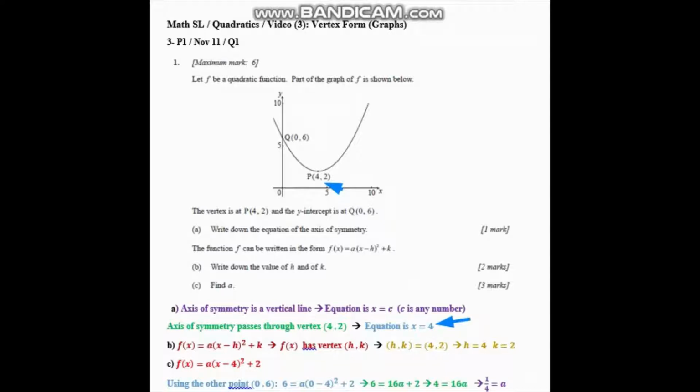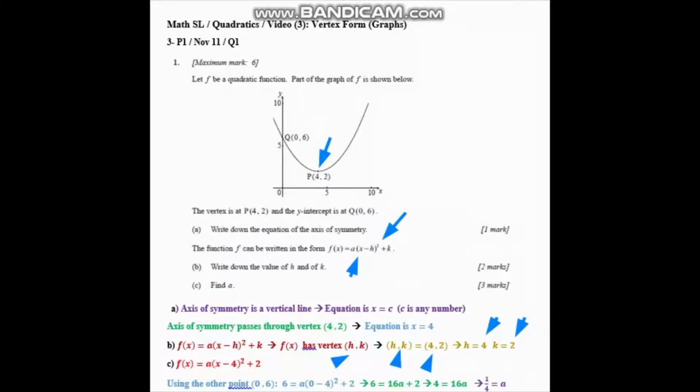You are next told that the function can be written in the form a times (x minus h) all squared plus k. This is the standard way of writing a function in vertex form. And we know that the vertex of this function is given by (h, k). So since it has a vertex of (h, k), we equate this to the actual vertex we have in the drawing. So (h, k) is (4, 2). Hence h equals 4 and k equals 2. It is as simple as that.